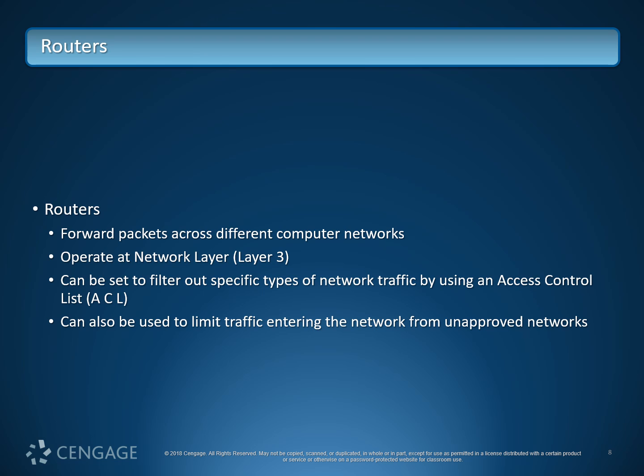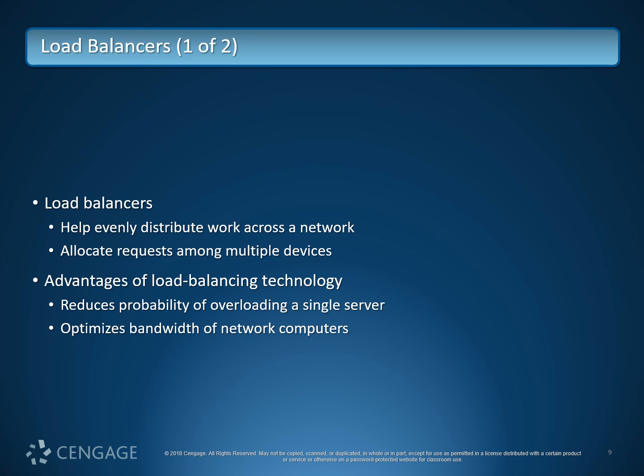They can be set to filter out specific types of traffic by using an ACL. More fully, an access control list identifies who has access to what and what their permissions are. We can also use this to limit traffic entering the network from an unapproved source. Load balancers help evenly distribute work across a network and allocate requests among multiple devices.